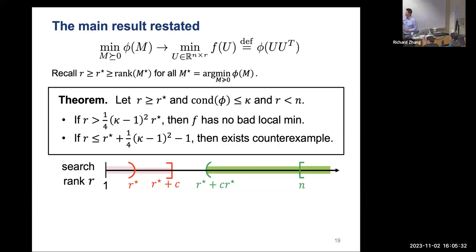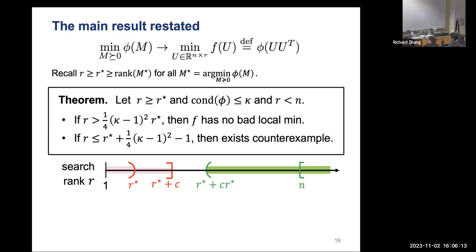What it says, let's just see what it says again, is that in general, this overparameterization guarantee is false. In order for it to be true, your function actually has to have a bounded condition number. Okay, so your condition number is some kappa, and then this number here, a quarter of kappa minus 1 squared, is the number c. And the claim is, with r star plus c, there are counterexamples, and you can't always guarantee global min, but with r equal to r plus c times r star, from that point on, your overparameterization does indeed work.